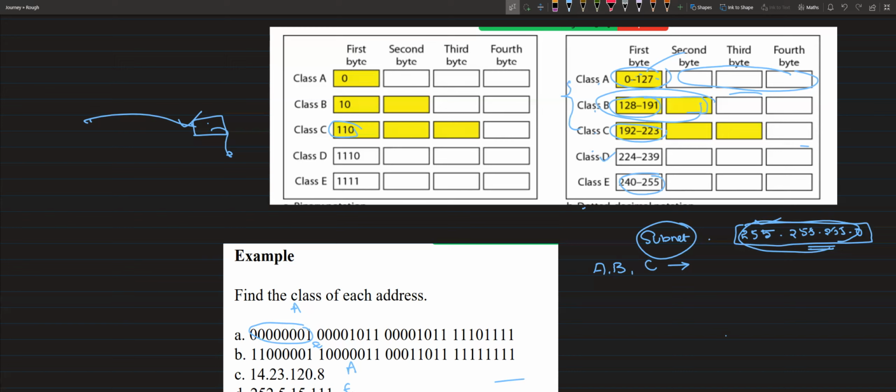This notation, whatever masking notation is there, we also call it slash notation or CIDR notation. CIDR means classless inter-domain routing.